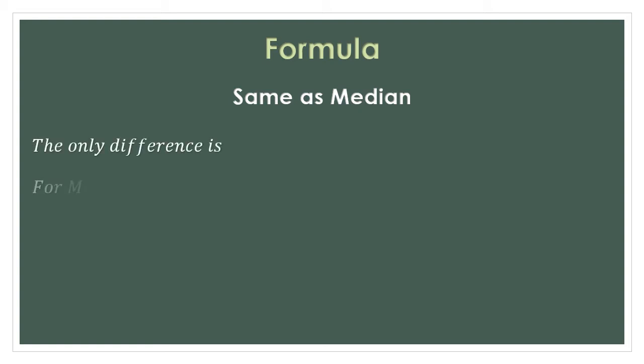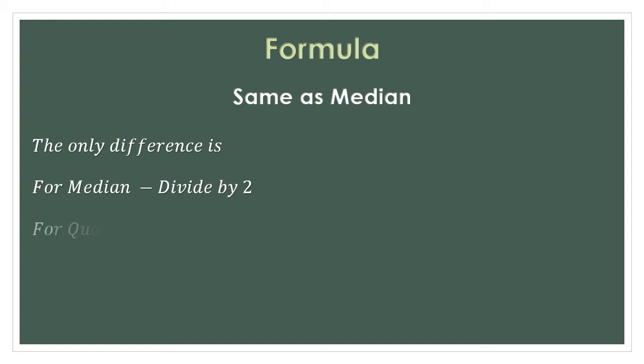How can I explain it? If we are calculating median, we divide n plus 1, or n, by 2. Why? I explained before, because the median divides the data into two equal parts. The observation is also divided by 2.